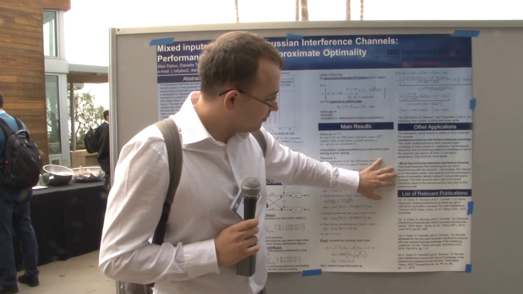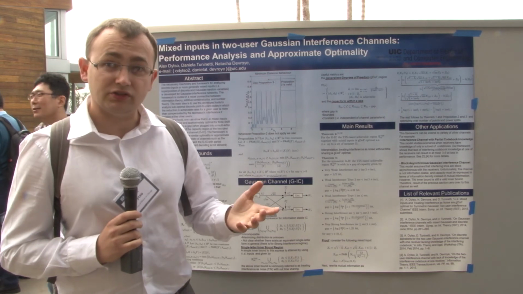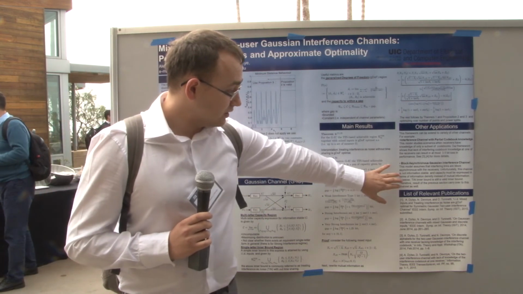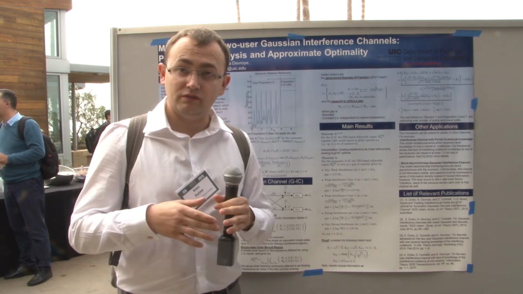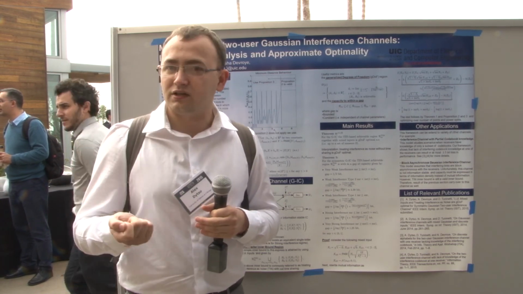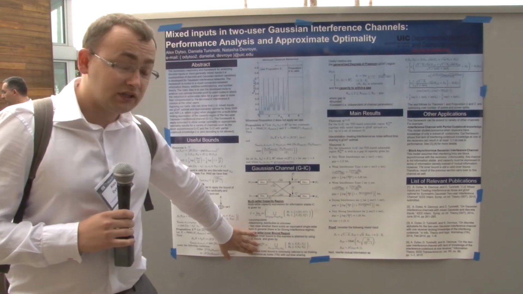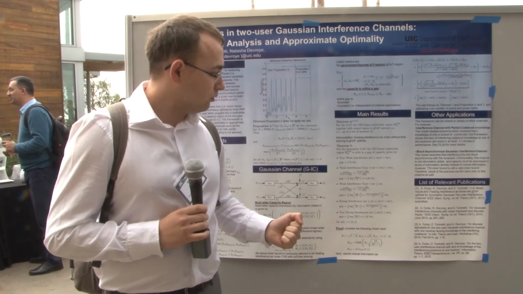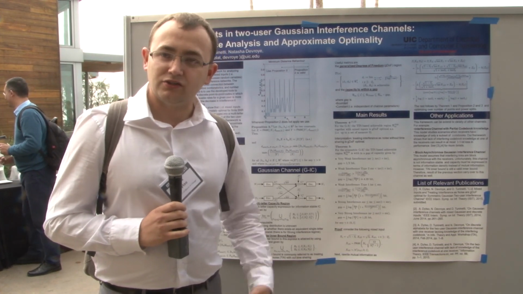Another channel we applied it to is the so-called block asynchronous interference channel. This channel is information unstable, so you cannot even write out a single-letter expression for it. But this bound still holds, and the known outer bounds hold, so our results naturally apply.